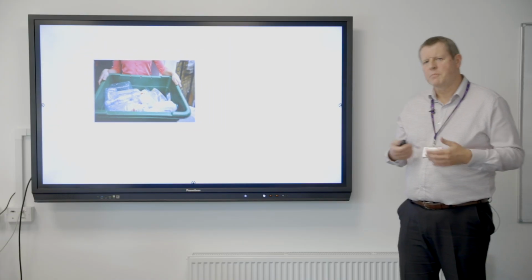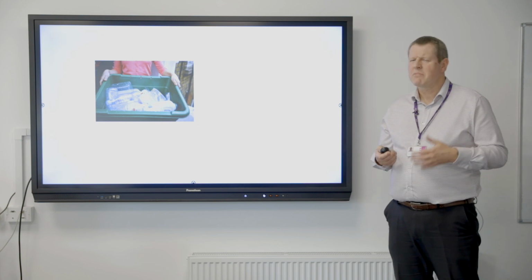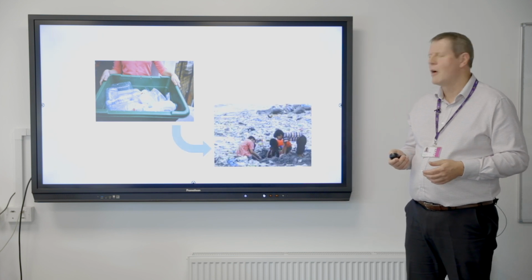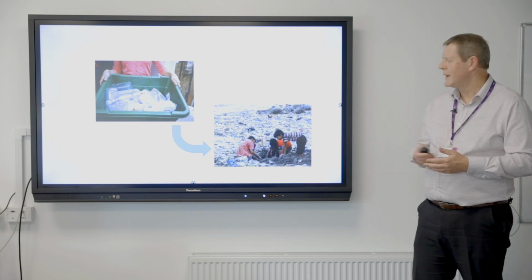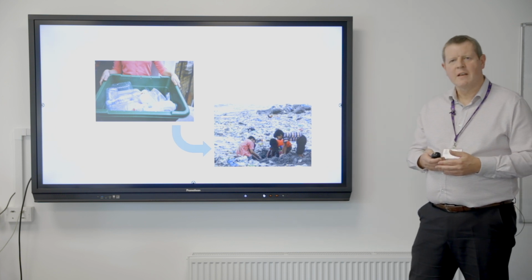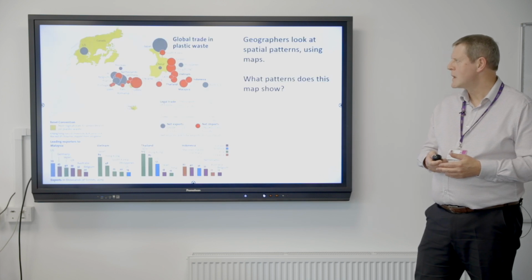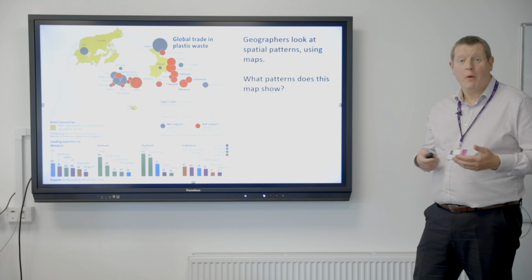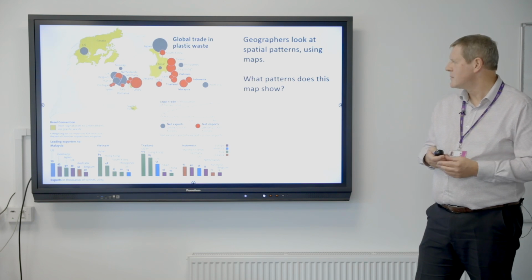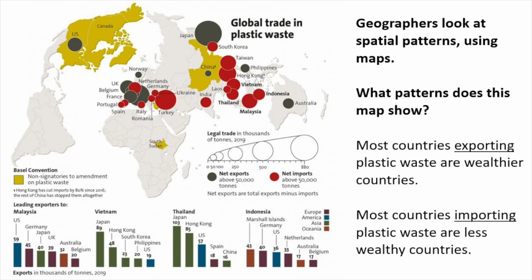And you'd be right. So this woman here is putting her plastic waste out, perhaps not thinking too much about where it ends up, which is our Mumbai beach, and our lads dutifully trying to dig in the sand. So geographers look at spatial patterns, and to do that we usually use maps. So what patterns does this map show?